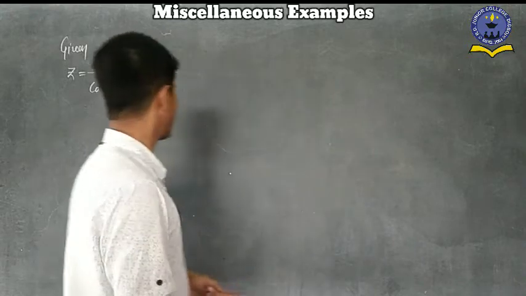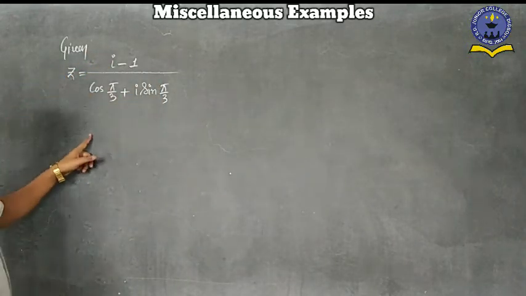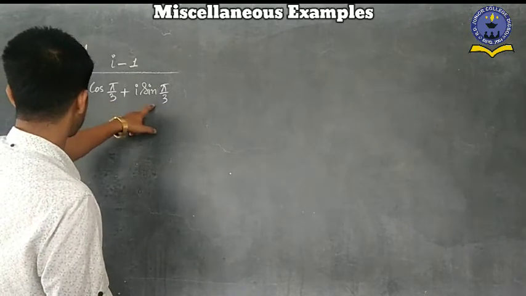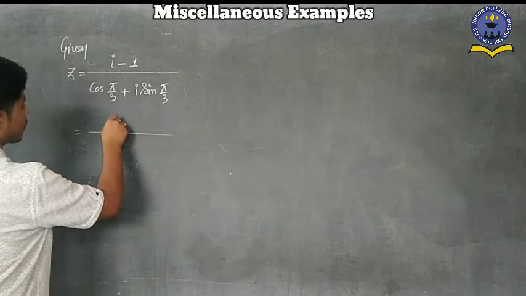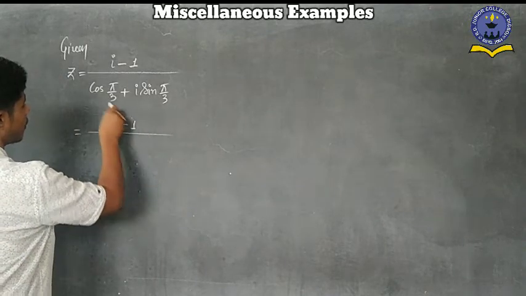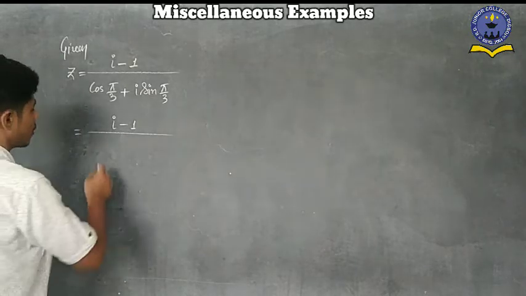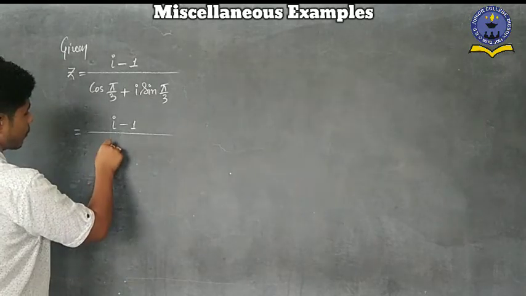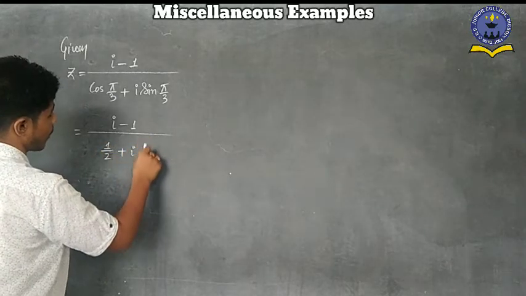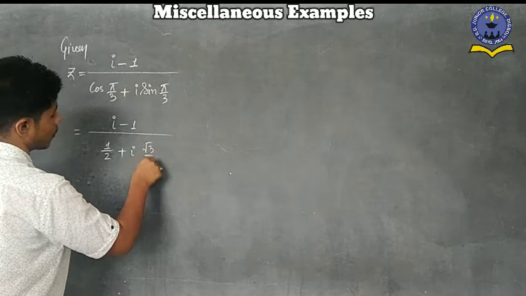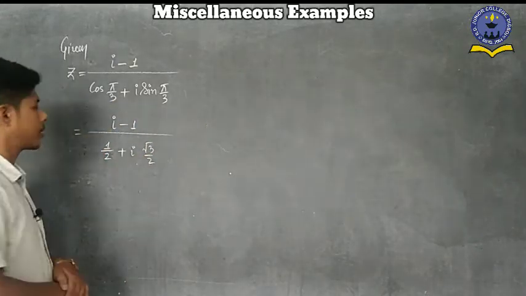So now in this case, first of all, we have to convert this into a plus ib form. So here we have to put the value of cos pi by 3 and sin pi by 3 at first. So we write i minus 1 and the value of cos pi by 3, that means cos 60, which is 1 by 2, plus i sin pi by 3, which is root 3 by 2. Cos 60 is 1 by 2, sin 60 is root 3 by 2.